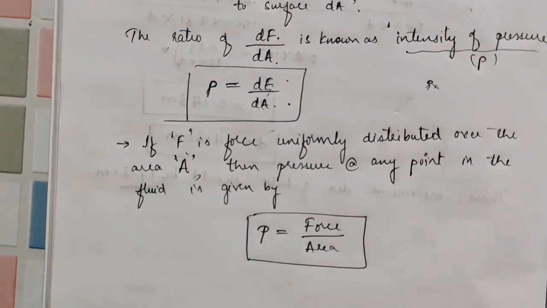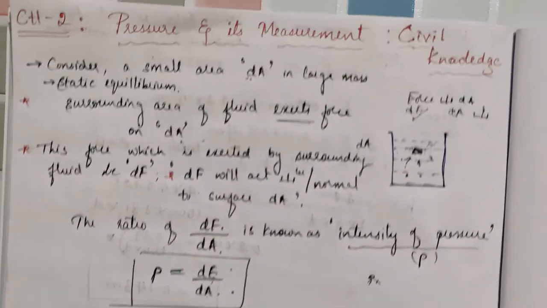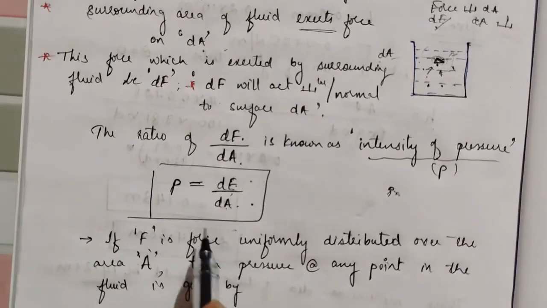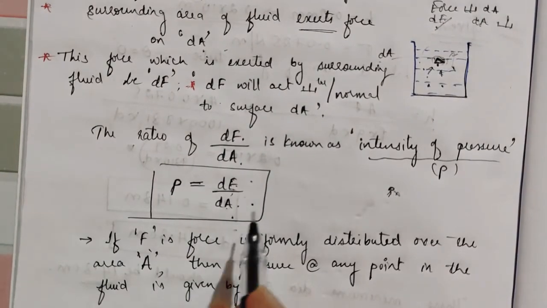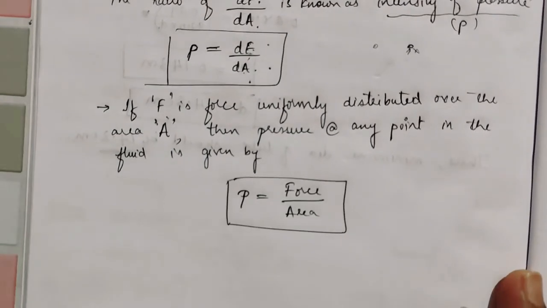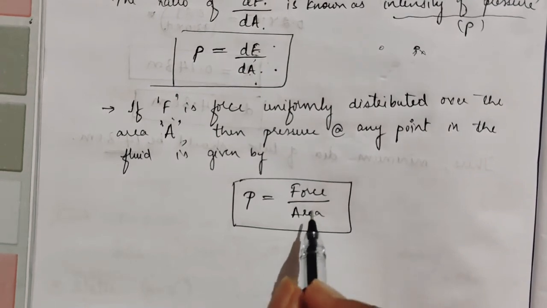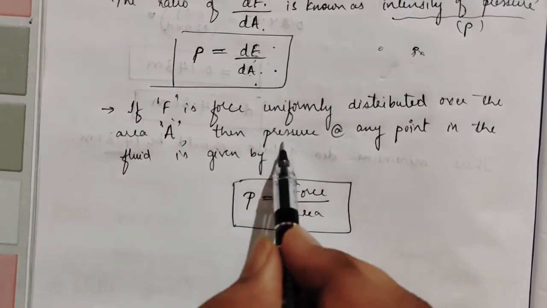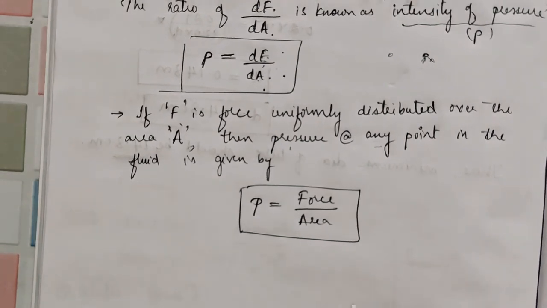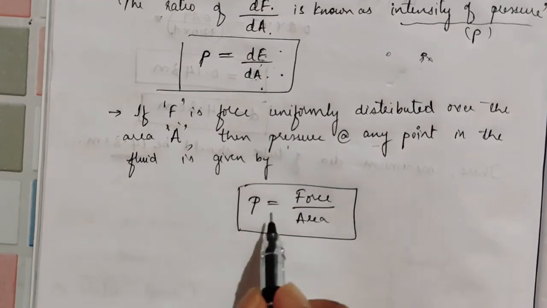Okay, from basics, if we want to derive any formula, we take a small part from that. So we will derive the relation for that small part, and after deriving it, we will integrate it so as to get the whole area, which will help us to find the pressure at any point in the fluid.